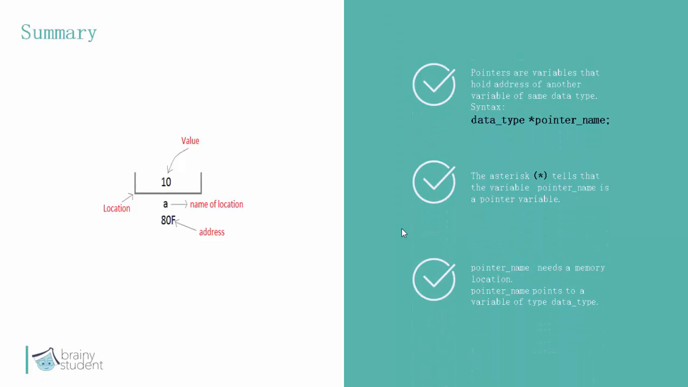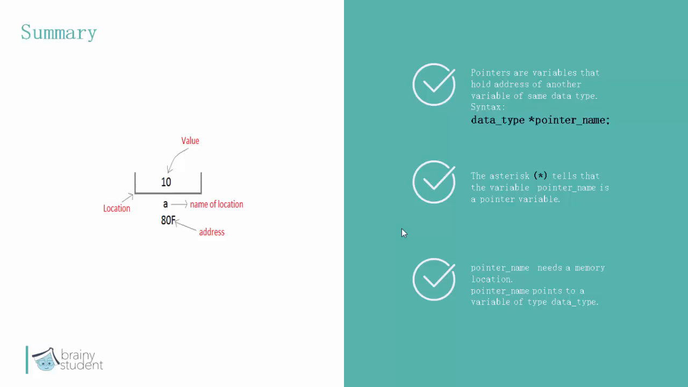We studied about pointer. Pointer is a variable that holds the address of another variable of same data type. It is very essential. If we are having a pointer of integer type, it can only hold address of an integer type variable. If we are having a pointer of character type, it can only hold address of a character type variable.